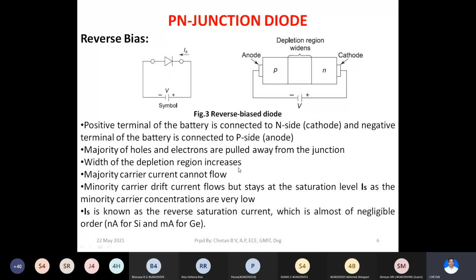And one more important thing is the reverse saturation current. In case of silicon diode, it will be in terms of nanoampere. In case of germanium diode, it will be in terms of milliampere.